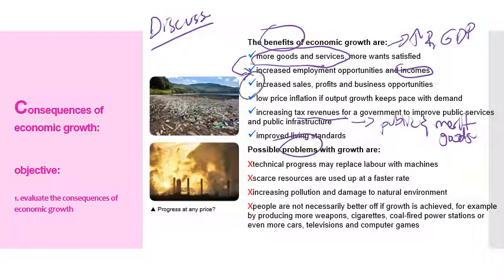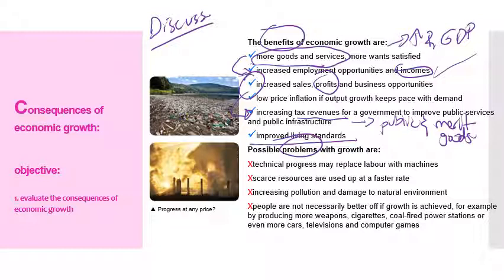Also, when we have increased sales because there is more production, it means businesses will be capable of making more profits. And more profits would also lead to an increase in tax revenue. Now we are also capable of having low price inflation if the output growth keeps pace with the demand. And finally, when people have more income, their wants are satisfied, which means we have improved living standards.